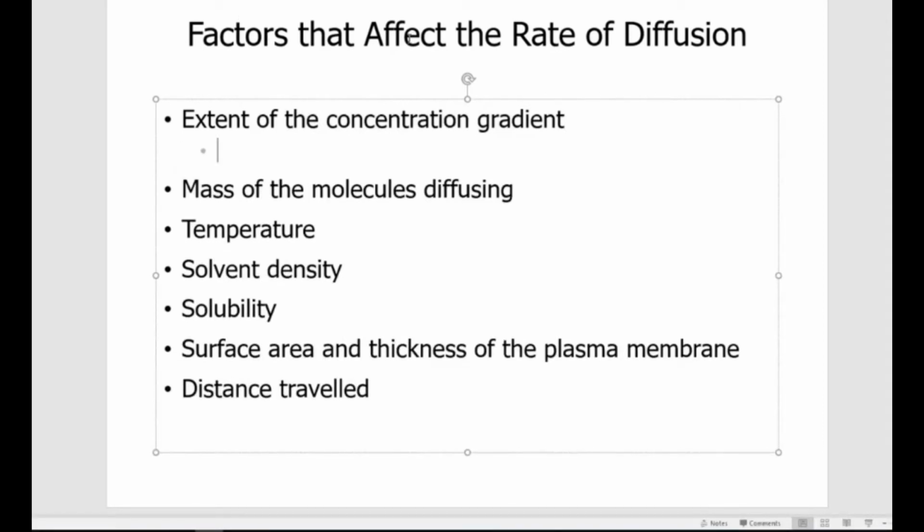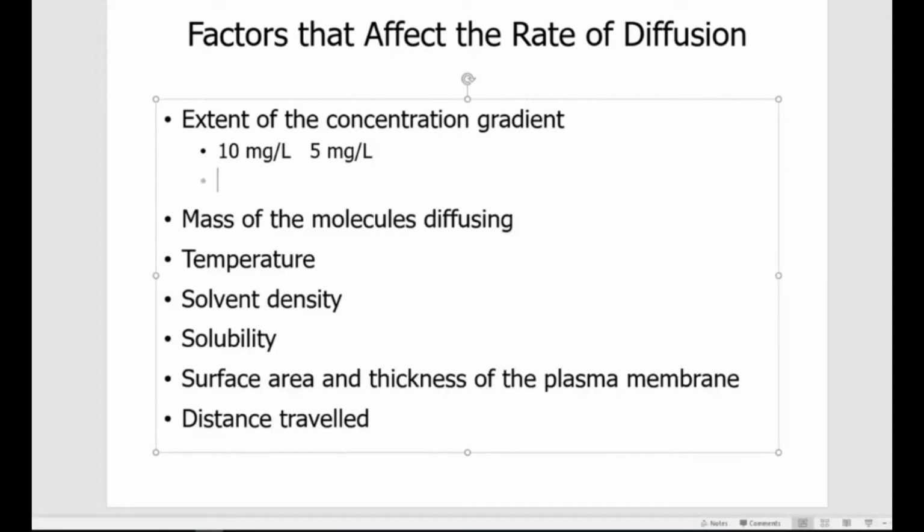All right, so I'm going to make up some numbers. So let's say on one side of the cell membrane you have a 10 milligram per liter concentration, and on the other side it's 5 milligram per liter. Okay, so there's a concentration gradient, right? Because there's a difference between those two.